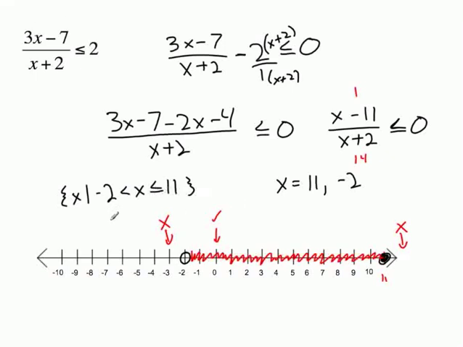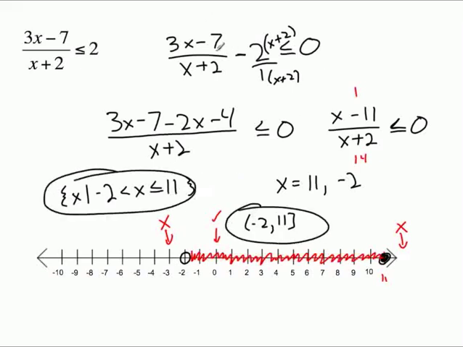And in interval notation, it's going to be -2, not including, to 11. The 11 is going to be closed. And so your answer is going to be either this guy or this guy, depending on whether you like interval or set notation better.